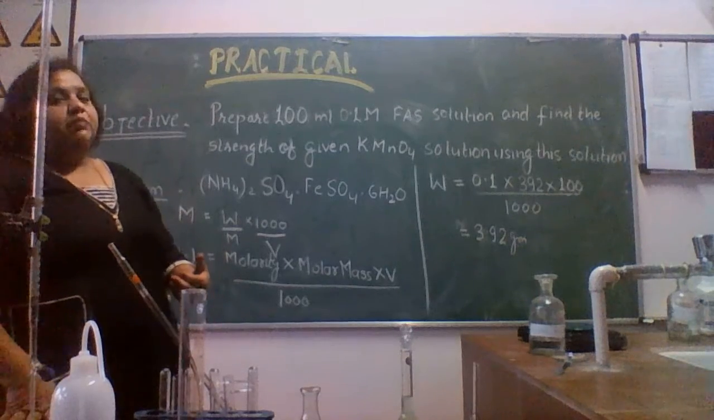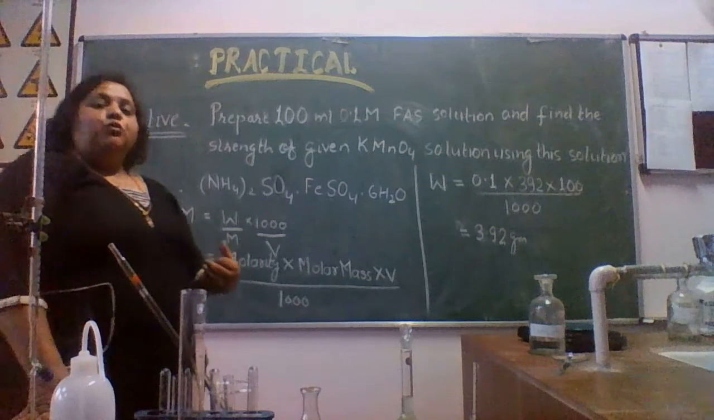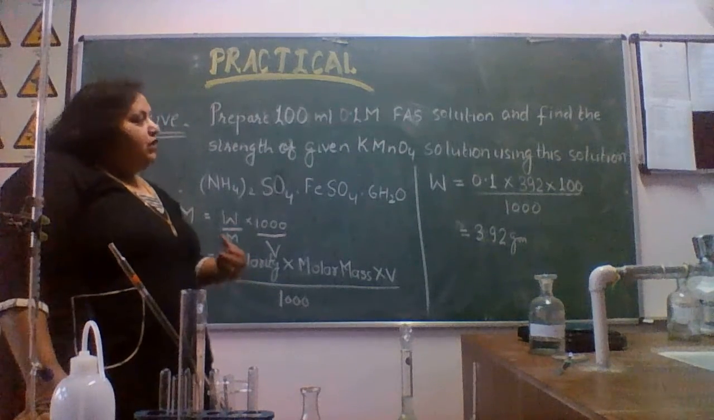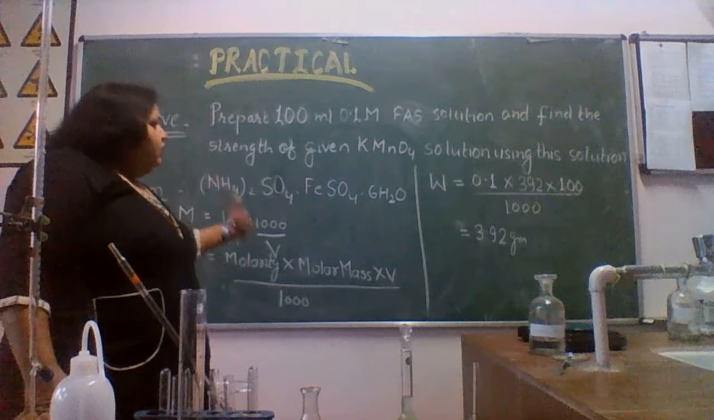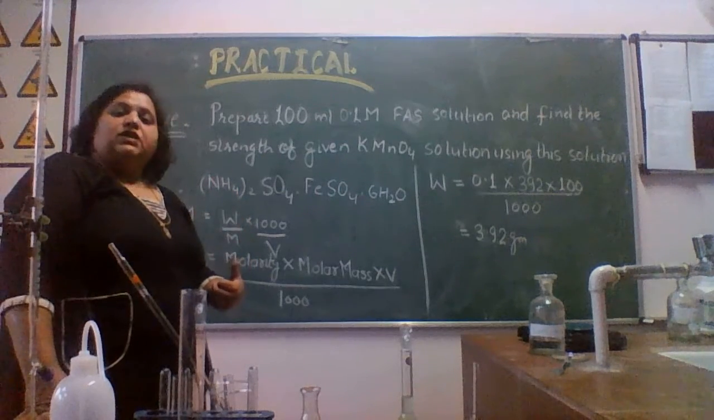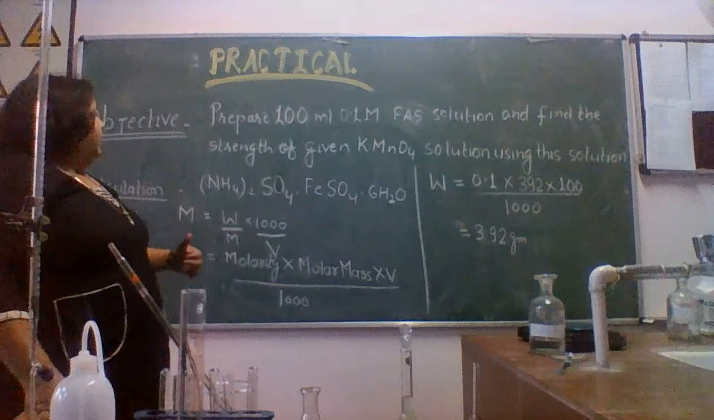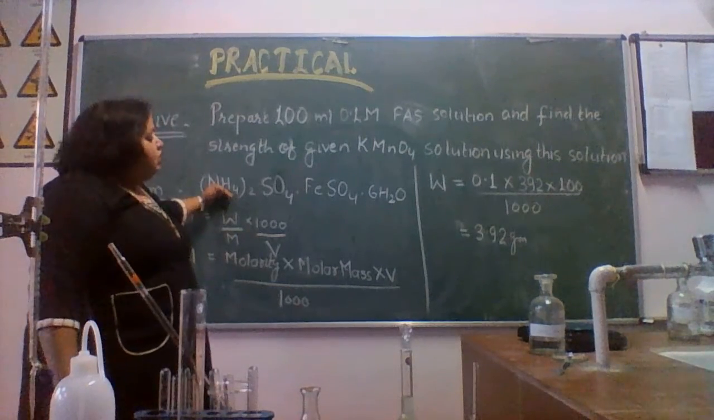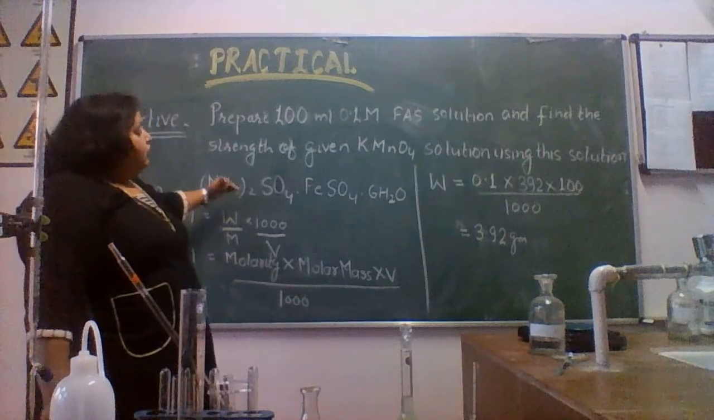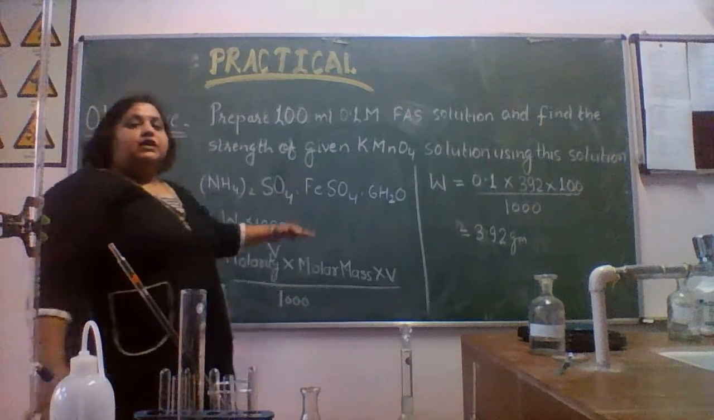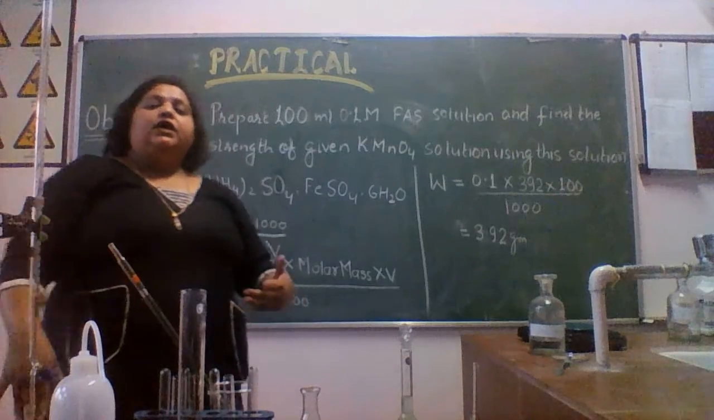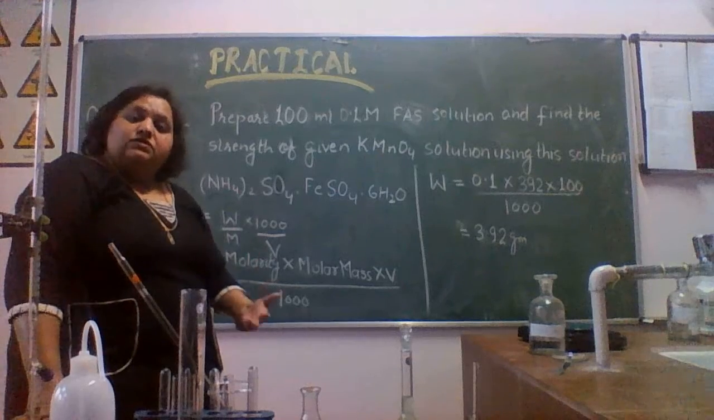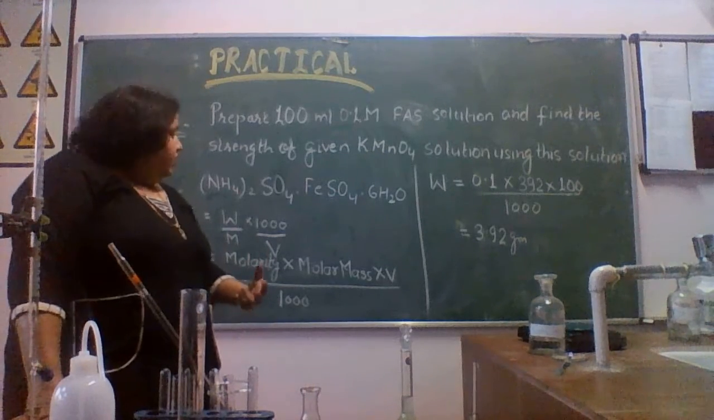On the basis of chemical reaction, volumetric analysis may be acid-base titration, neutralization titration, or redox titration. This particular experiment is an example of redox titration. In this one, the ferrous ammonium sulfate undergoes the oxidation process. Ferrous is converted into ferric, so here it is a reducing agent. The KMnO4, potassium permanganate, undergoes the reduction process. That's why it is the oxidizing agent here, right?